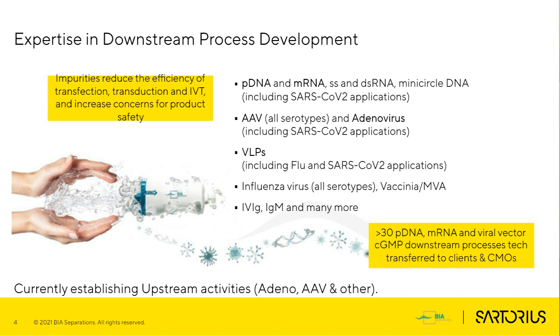We have experience with vaccinia, but we have also worked with immunoglobulins, including intravenous immunoglobulin used for therapy treatment for patients that have antibody deficiencies, IgM, and many others. We have over 30 cGMP downstream processes that we tech transferred to different clients and CMOs, and these include pDNA as well as viral vector downstream processes.